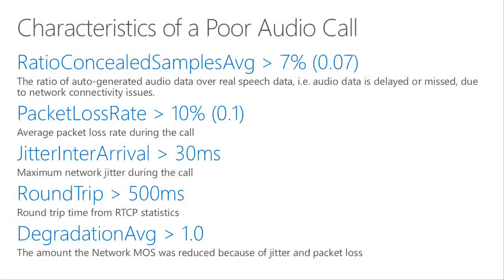So first of all, what you want to understand is some of the characteristics of a poor call. And these are network characteristics. How do I know what's good and what's bad? And these are really the 5 things that we use internally to say, was this poor or not?